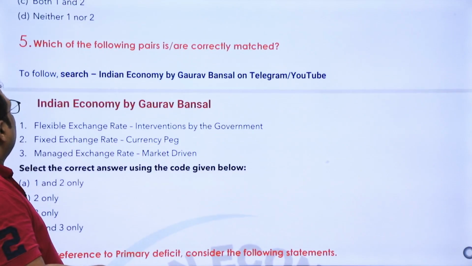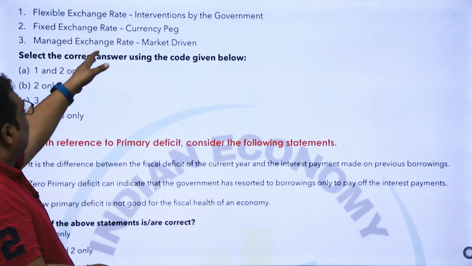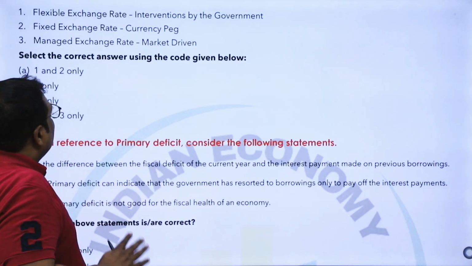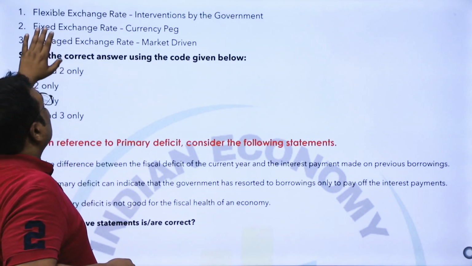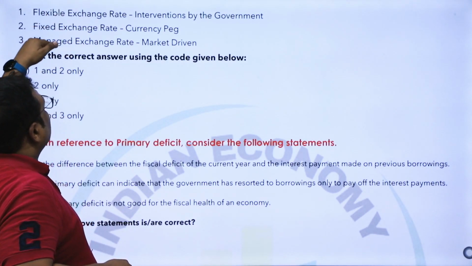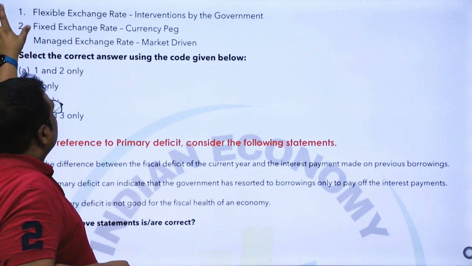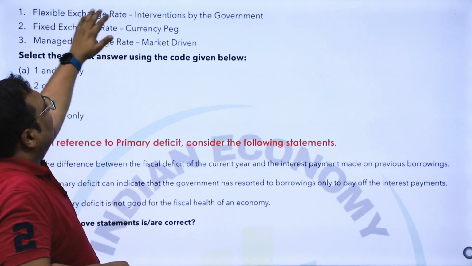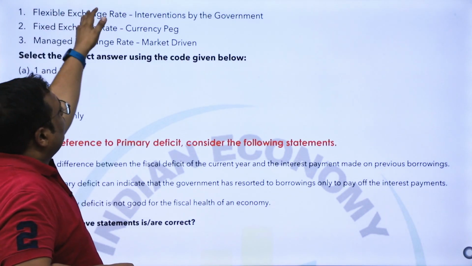Question number 5. Which of the following pairs are correctly matched? Flexible exchange rate, interventions by the government. Okay, let us see. Fixed exchange rate, currency peg. Managed exchange rate, market driven. So interventions by the government are there in managed exchange rate. If we say flexible exchange rate and there is no other term attached, we call it market driven rather than intervention by the government. So 1 and 3 should be interchanged.